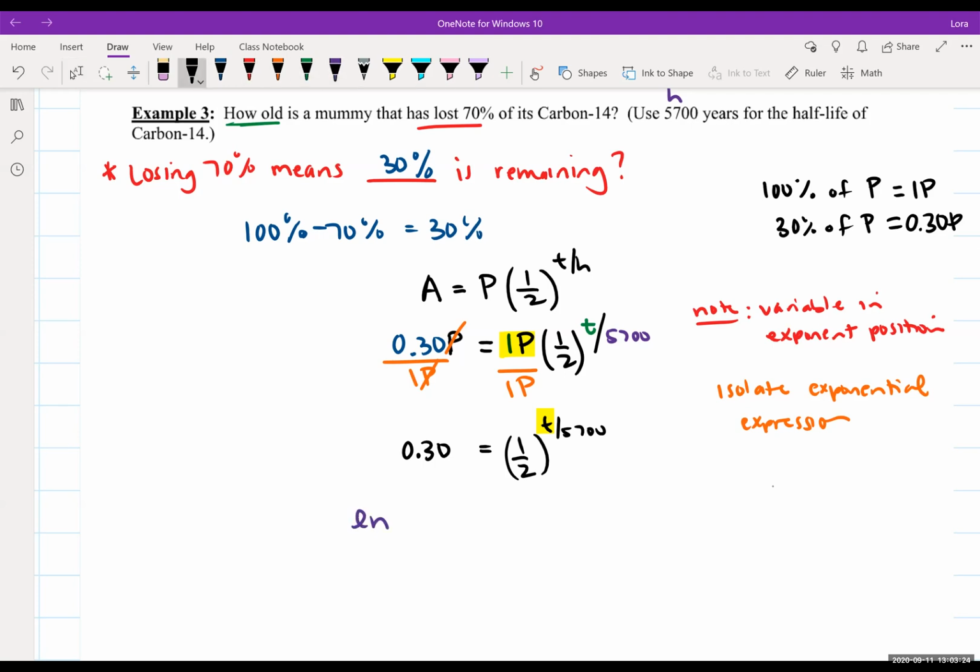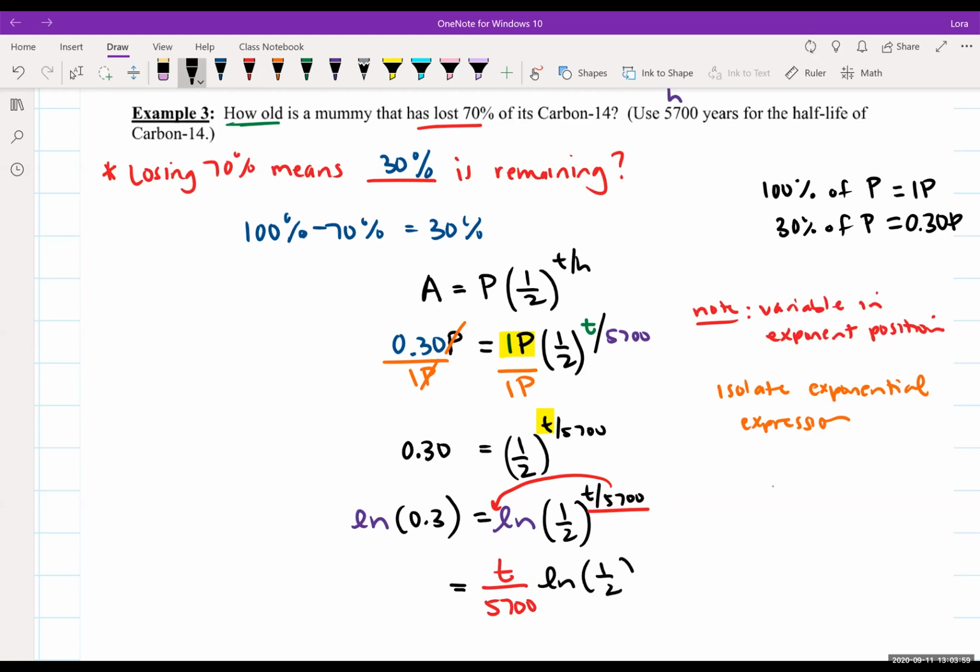So that's natural log of 0.3 equals natural log of 1/2 to the t over 5,700. And remember, the reason why you took the log of both sides, you're actually looking to release the variable from the exponent spot by using your log property. So we bring this over to the front. So that's going to leave us with t over 5,700, I'm going to write it as a formal fraction, natural log of 1/2. And then we still have natural log of 0.3.